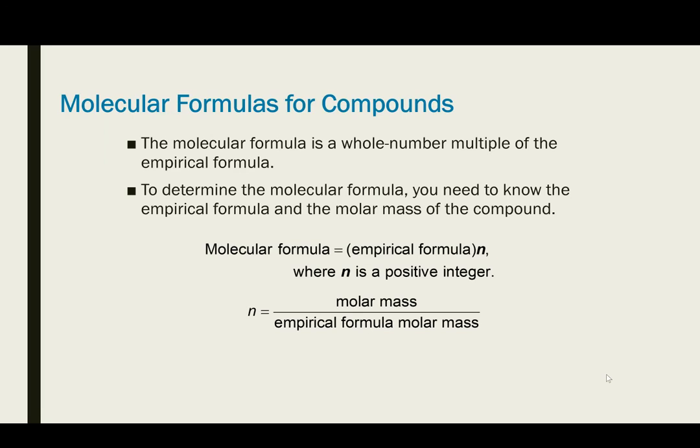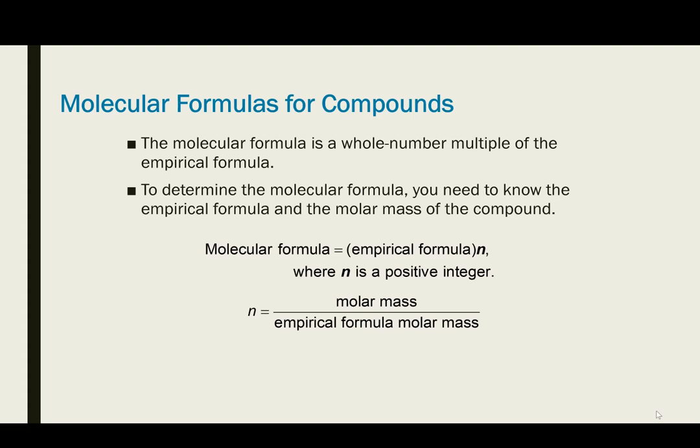Molecular formulas are a whole number multiple of the empirical formula. To determine the molecular formula, you need to know the empirical formula and the molar mass of the compound, the molar mass of the molecular formula of the compound. So the molecular formula is whatever the empirical formula is times n, where n is a positive integer, a whole number. You solve for n by taking the molar mass of the compound and dividing it by the empirical formula molar mass and rounding that to a whole number.